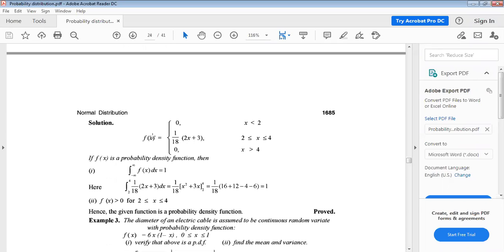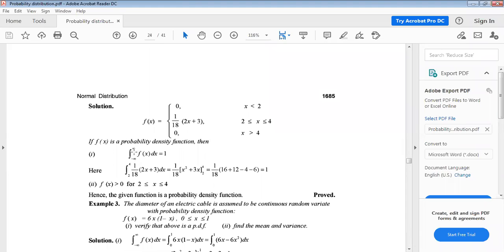Now this is the given function: f of x equals 0 for this condition, f of x equals this for this condition, x lies between 2 and 4, and f of x equals 0 if x is greater than 4. If f of x is a probability density function, then we must satisfy this: the integral from minus infinity to plus infinity of f of x dx must equal 1.